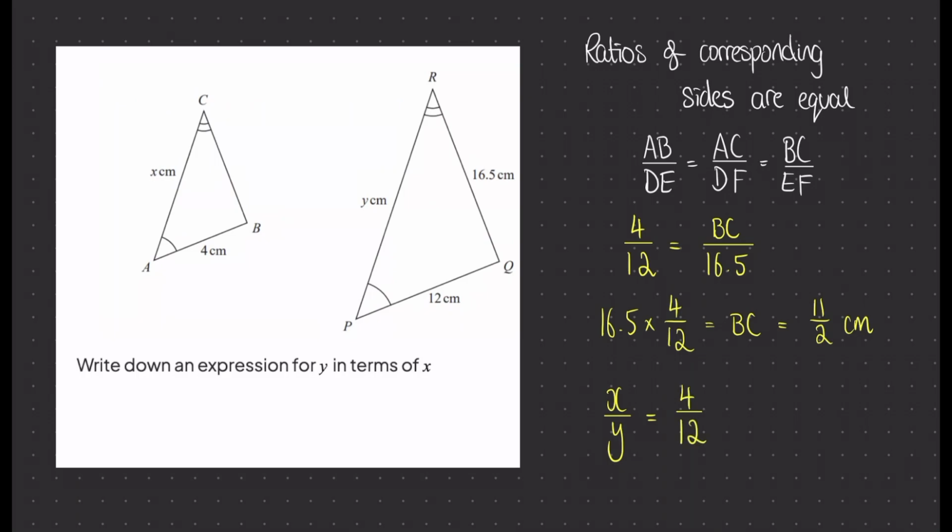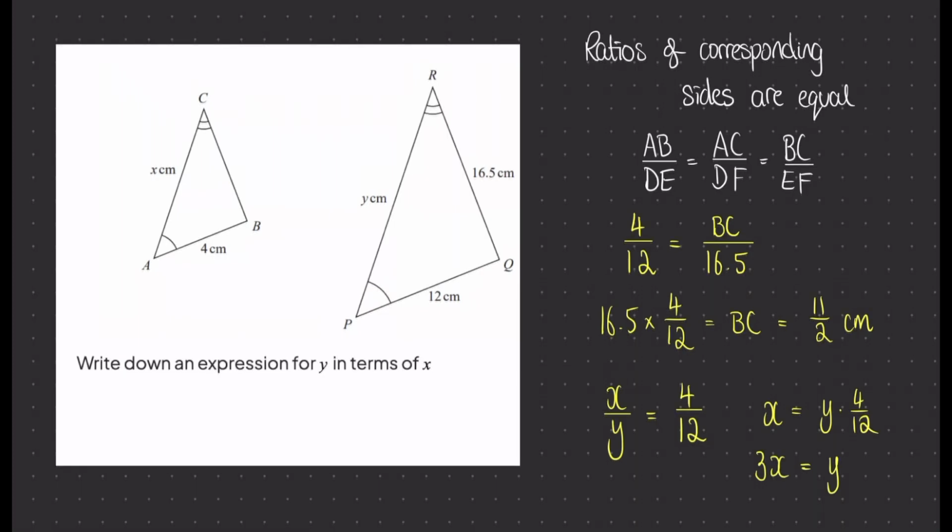Now we want an expression for y in terms of x, so we need to rearrange to make y the subject of the equation. Let's times both sides by y, and we can divide both sides by 4 over 12. 4 over 12 simplifies to 1 over 3, so in fact we can just multiply both sides by 3. And that is the final answer for this question.